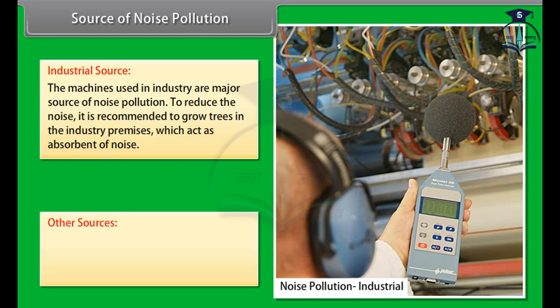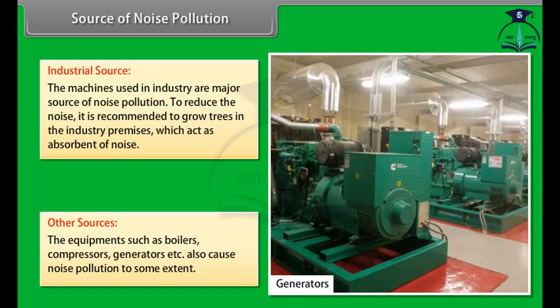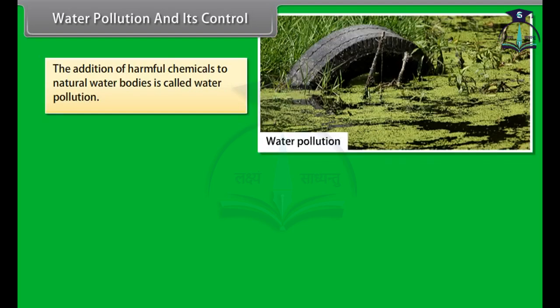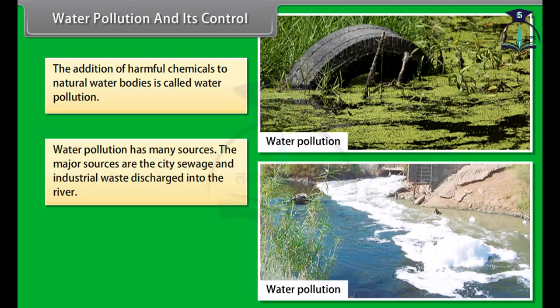Other sources: equipment such as boilers, compressors, generators, etc. also cause noise pollution to some extent. Water pollution and its control. The addition of harmful chemicals to natural water bodies is called water pollution. Water pollution has many sources. The major sources are the city sewage and industrial waste discharged into the river.